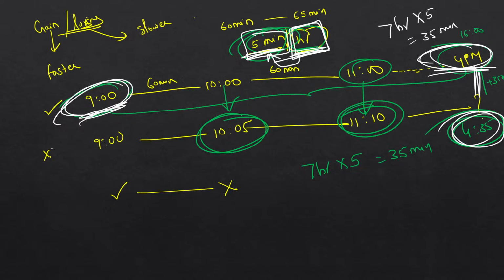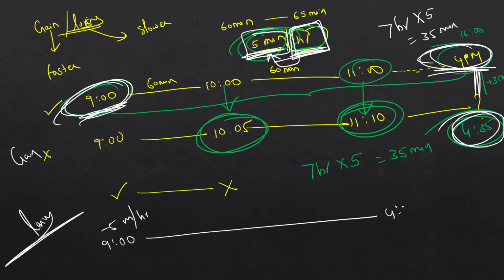Now there is one more case, that is losing case. Let us take the same example. I am going to lose 5 minutes for every 1 hour. So for that, let us take, I am setting the watch at 9 am. If the original watch is showing 4 pm in the evening, I need to find out the faulty time. I know that I am going to lose 5 minutes for every 1 hour, means in 7 hours I am going to lose 35 minutes.